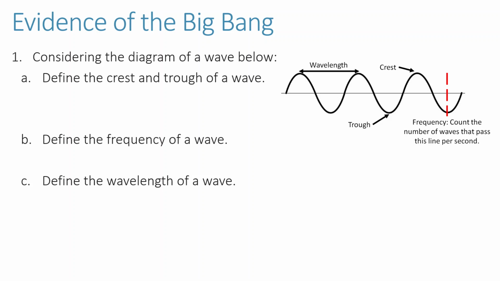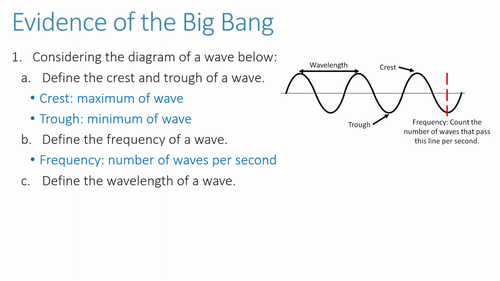So the crest of the wave is going to be the highest point, the maximum of the wave, whereas the trough is the minimum of the wave. Frequency is the number of waves that pass a given place per second. So if I were to stand and count the number of waves that went by me per second, that would give me frequency.